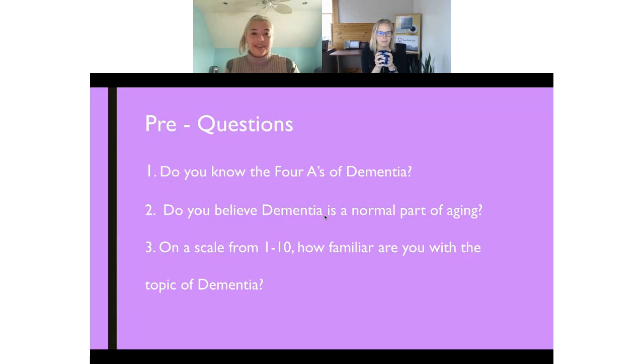We're getting no's. Okay. Good answer. It's not. That's right. And on a scale from 1 to 10, how familiar are you with the topic of dementia? A guesstimate. With 1 being I know nothing, and 10 being I know all the things. And a 5 being an in-between. So we have 6s, 7s, 8s, a 9. Great. They might be more skilled than I am.